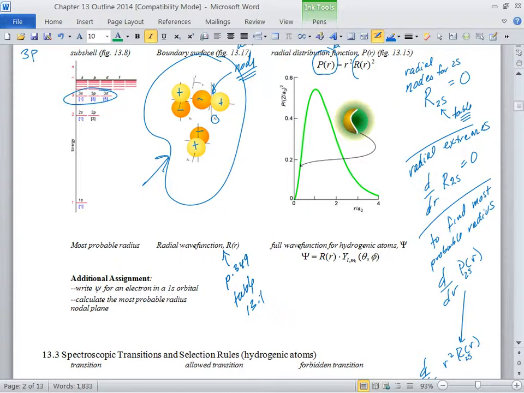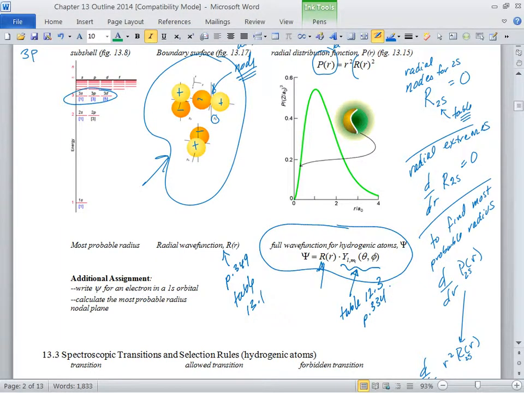So finally, here's the full wave function. Here's our radial distribution function that we talked about. Then you have the angular portion, and that's your spherical harmonics. We talked about this last time, like with rigid rotors and things. That's in table 12.3, so you have to go back a chapter to get those again. Table 12.3 on page 334.